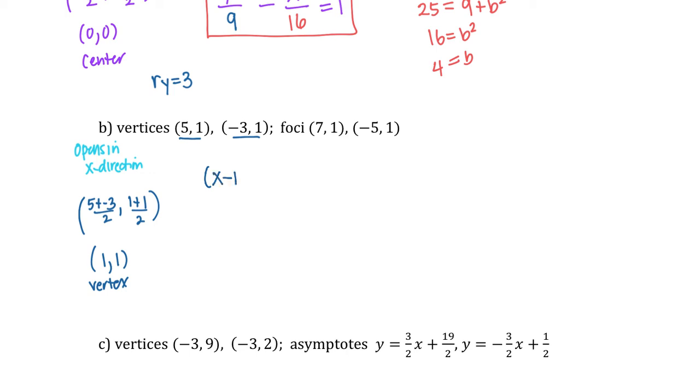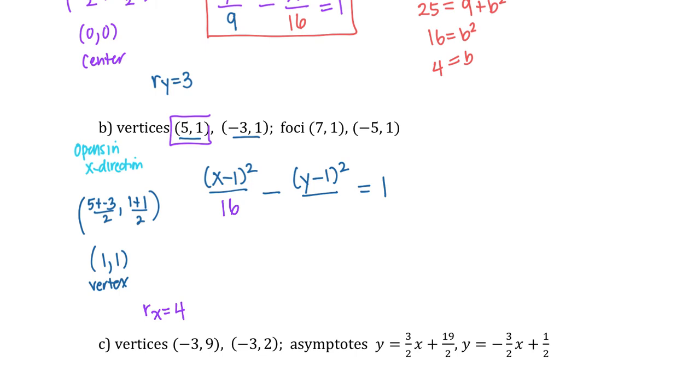So x minus 1 squared over the rx squared minus y minus 1 squared over whatever the y radius is squared equals 1. And I made this the positive term and this the negative term because it's opening in the x direction. Okay, now let me see. What do I need? The x radius and the y radius. Let me look at the vertices. One of the vertices is 5, 1. So if I go from 1, 1 to 5, 1, I'm going 4 units in the x direction. So it must be that the x radius is 4.